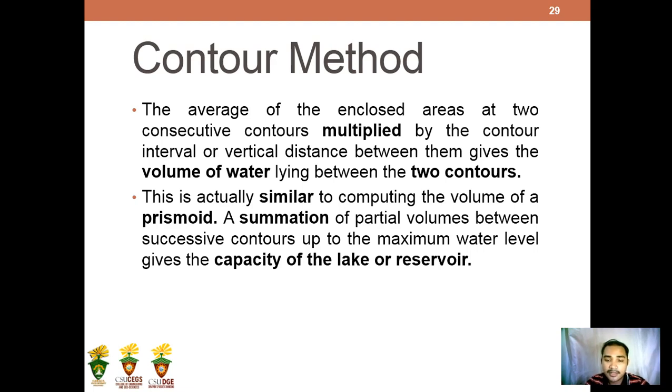This is actually similar to computing the volume of a prismoid, the prismoid formula we used earlier. And a summation of partial volumes between successive contours up to the maximum water level gives the capacity of the lake. So the concept is similar to the cross-section area, but the area we use in the contour method is the area of the contour. Instead of the cross-section area, we use the area of the contour, times the contour interval.